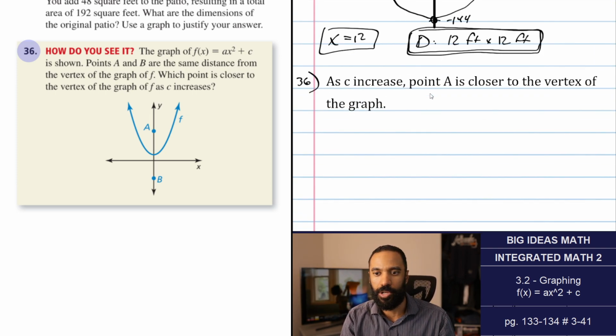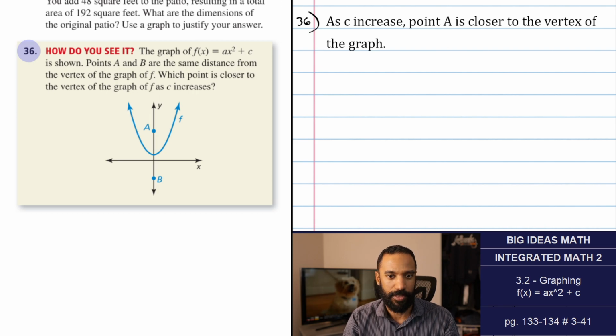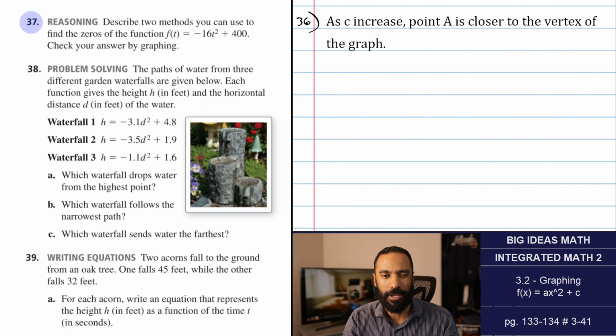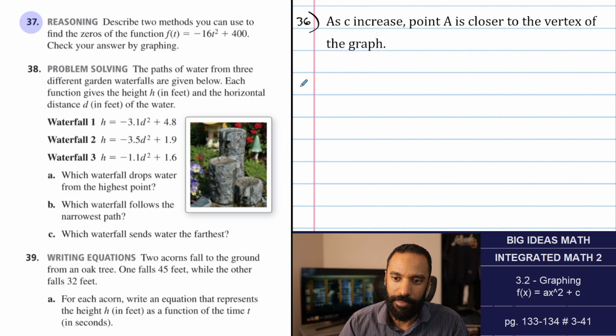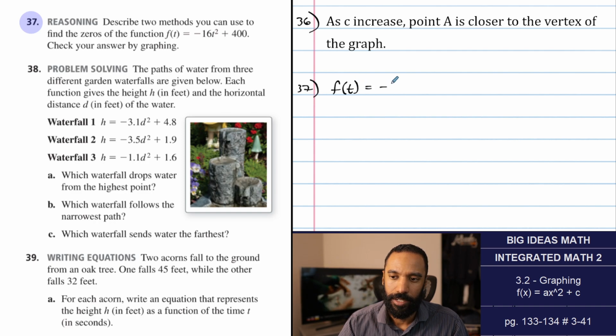They're just asking to make sure you know how C works as far as a component for this thing. Pretty easy question overall, but you just need to make sure you have knowledge. Number 37, describe two methods you can use to find the zeros of the function f of t equals negative 16t squared plus 400.